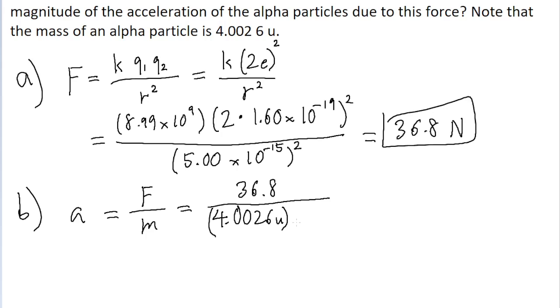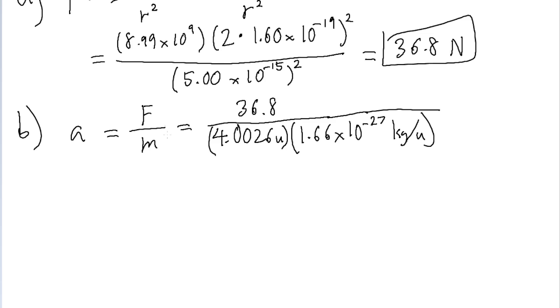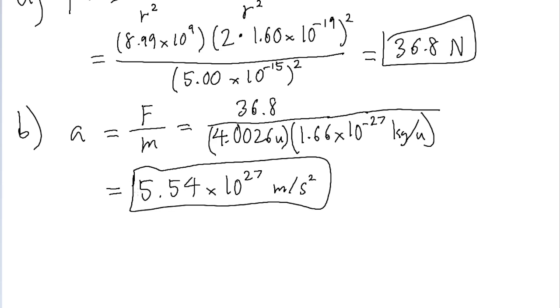But in order to keep our units consistent, we need to convert this from daltons, or atomic mass units, into kilograms. And we can do so by recognizing that 1 dalton is equal to 1.66 times 10 to the power of negative 27 kilograms. If we put this into a calculator, then we find an acceleration with a magnitude of about 5.54 times 10 to the power of 27 meters per second squared. And that is the answer to part B.